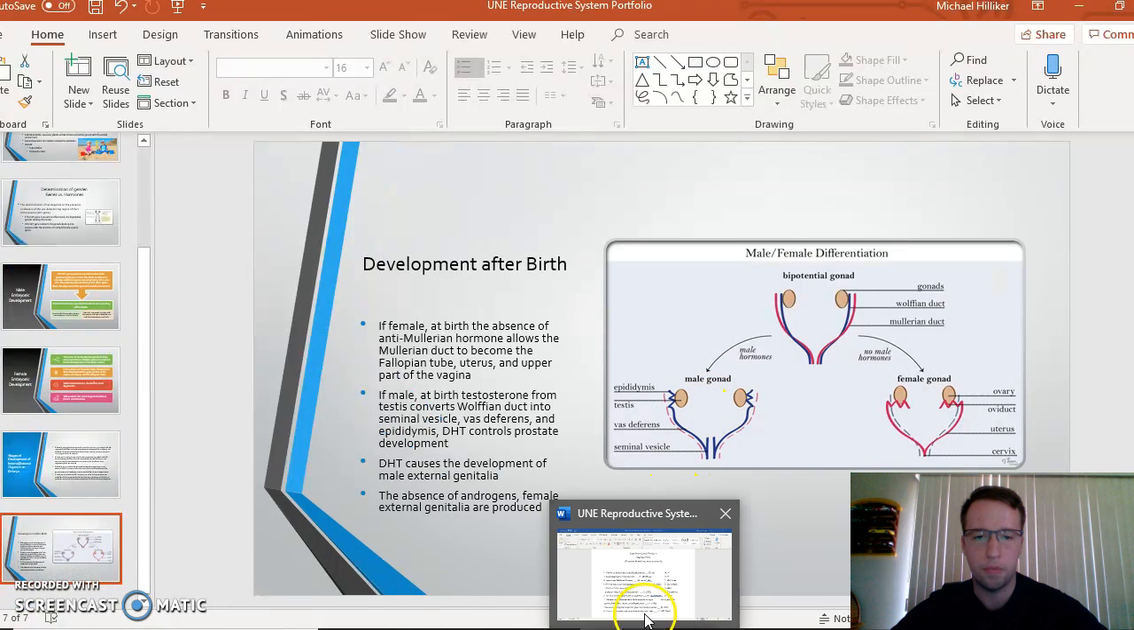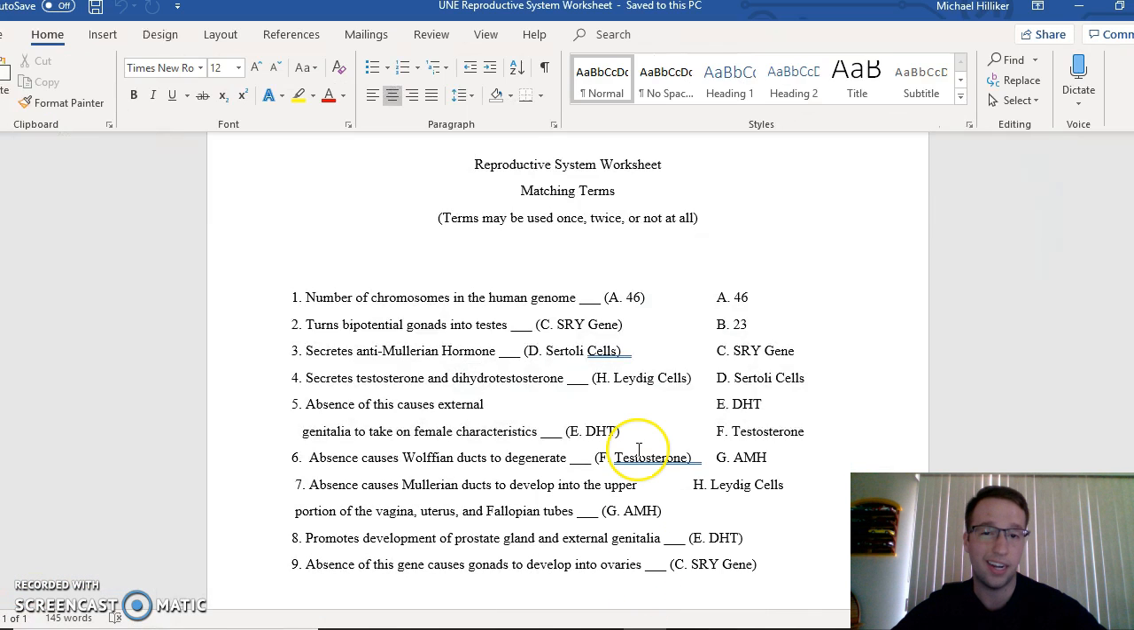And now, moving on to the study guide, or the reproductive system worksheet that I created. So I made it with matching terms. Being that the terms can be used once, twice, or not at all, I thought it was a nice way to learn the material, because there are a lot of genes and hormones that act to develop male and female characteristics. So the number of chromosomes in the human genome would be A, 46.